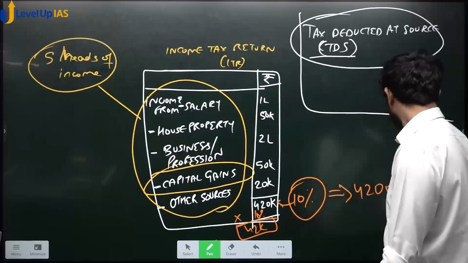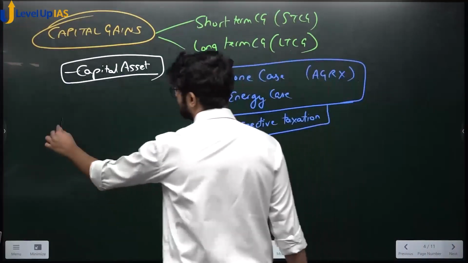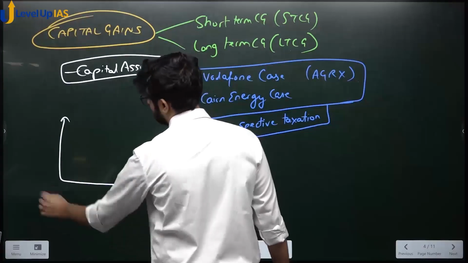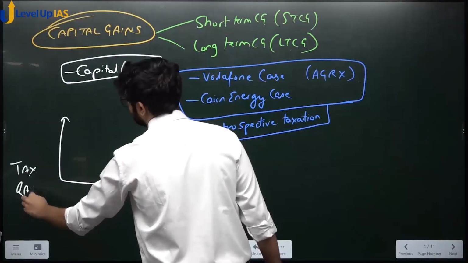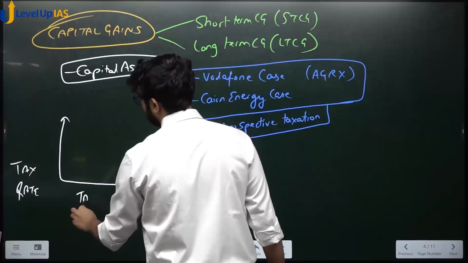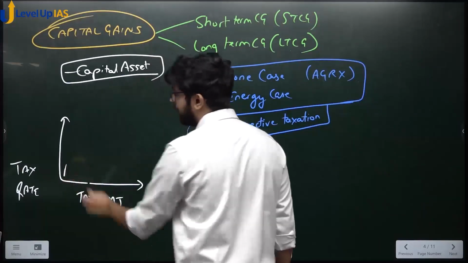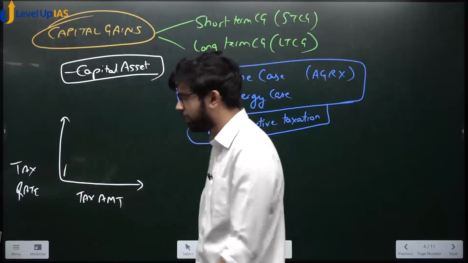See, I'll teach you one concept. See this. This is the tax rate and this is the tax amount. Okay. So as you increase your tax rate, your amount would increase or reduce? Today 10%, tomorrow 20%, your amount would increase.